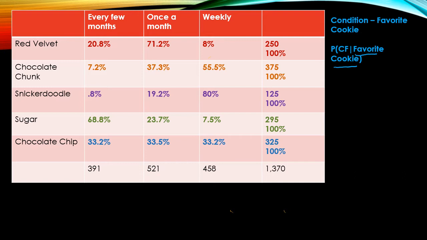So of those that like red velvet, 20%, or about 21%, came in every few months. 70% came in once a month, and only 8% came in weekly. Well, that's interesting. For chocolate chunk, 7.2% came in every few months. That's not very big. But 55% of those that like chocolate chunk cookies the best came in weekly.